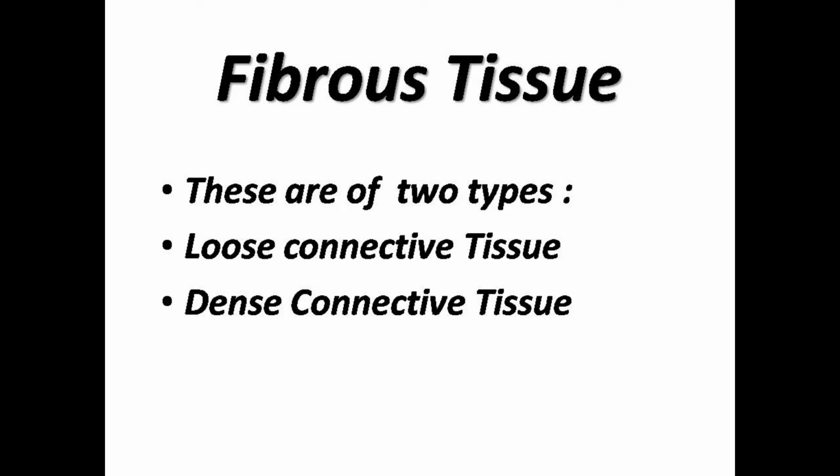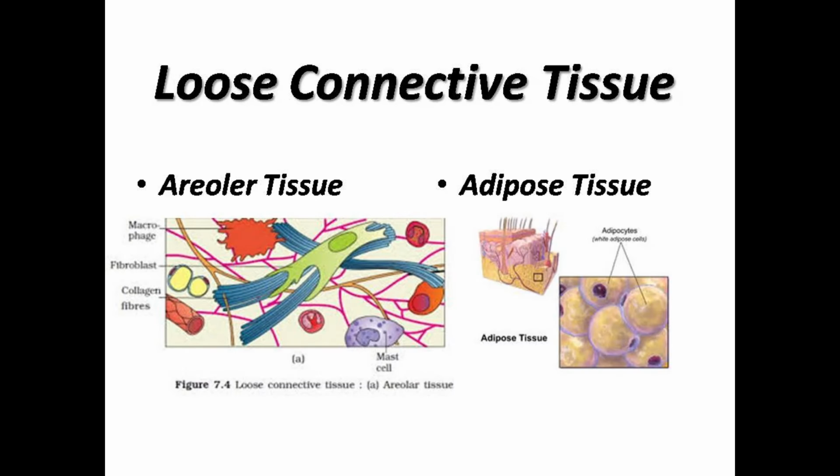Connective tissue is a connecting and supporting tissue that connects the tissues and organs. It also gives support to the different organs to keep them affixed in their proper position. These are of three types: fibrous connective tissue, supportive connective tissue, and fluid connective tissue. Moving to the fibrous connective tissue, it is of two types: loose connective tissue and dense connective tissue.